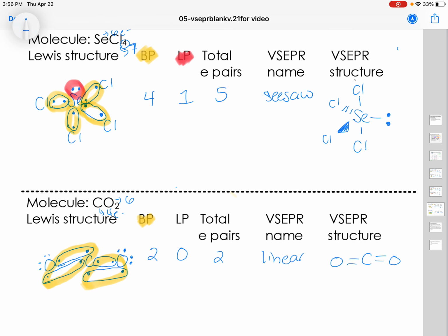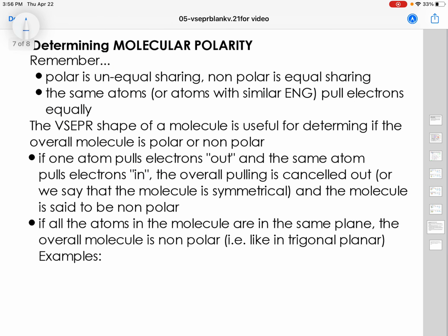So the other part to this is deciding whether a molecule is going to be polar. So when we did the delta E and G, that was to determine if a bond was polar. Now we're looking at, is a molecule polar? Okay, so polar again is unequal sharing, nonpolar is equal sharing. And if you have the same atoms or atoms with very similar electronegativity, they're going to pull electrons equally.